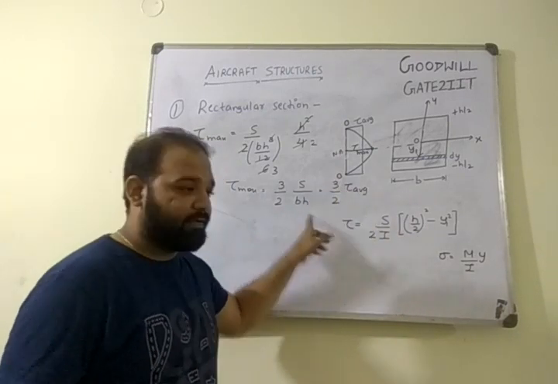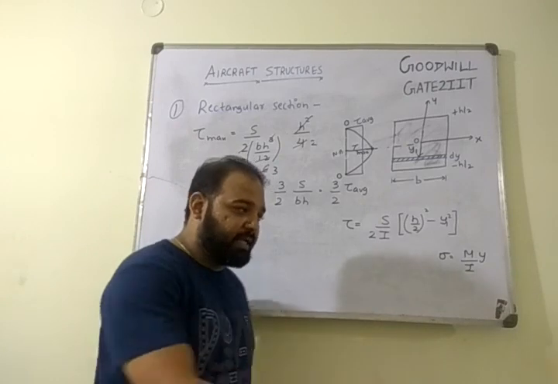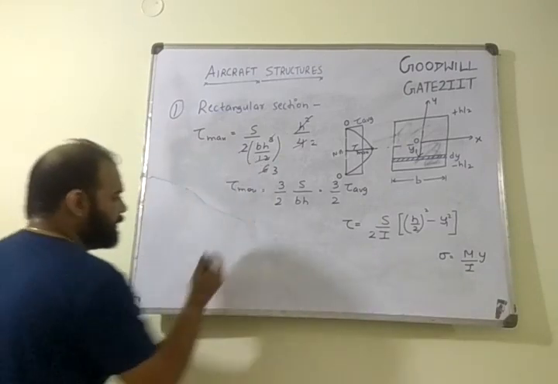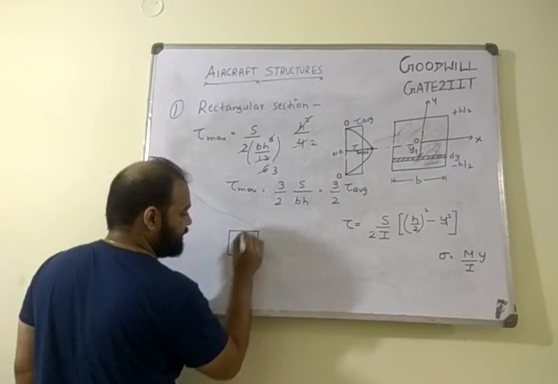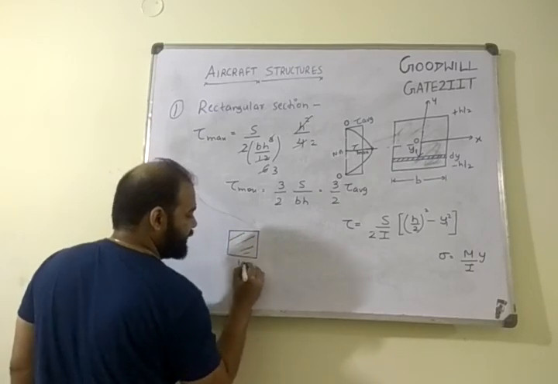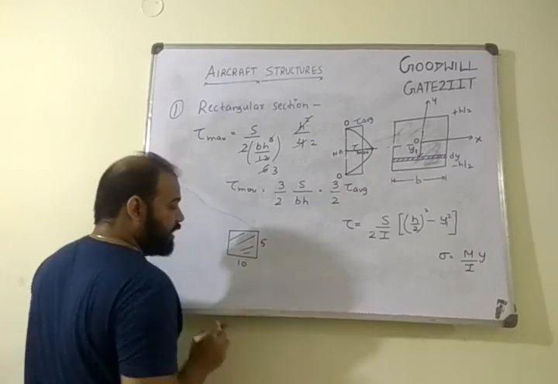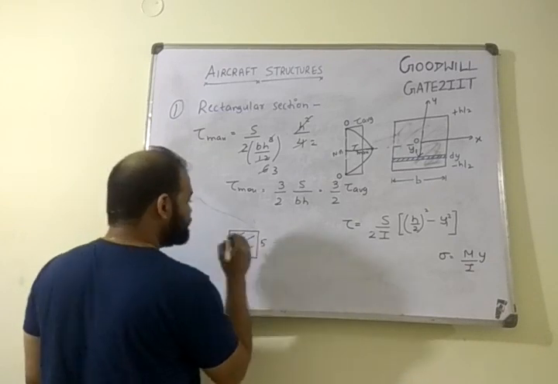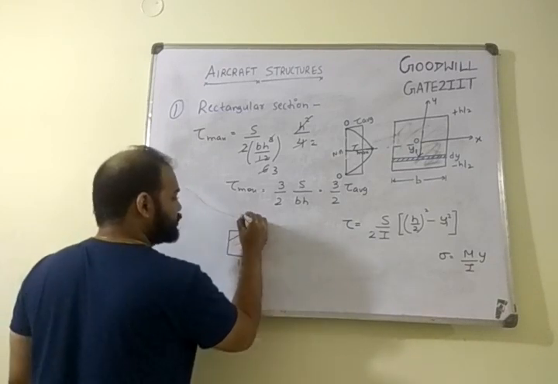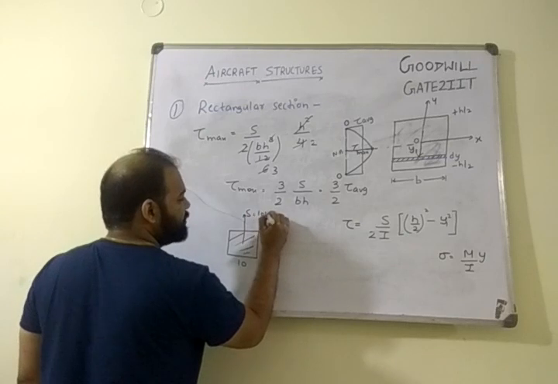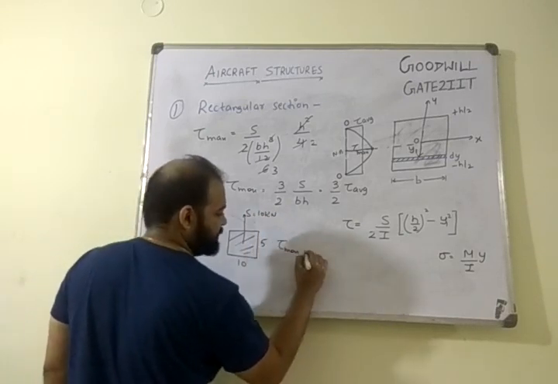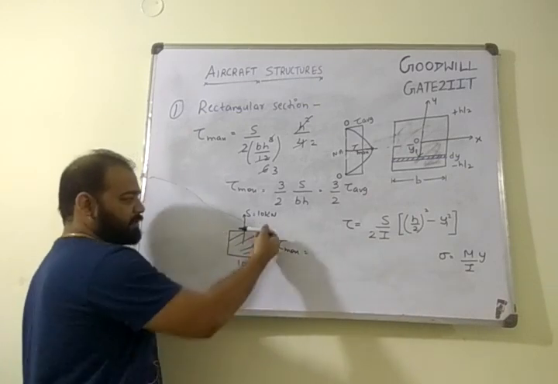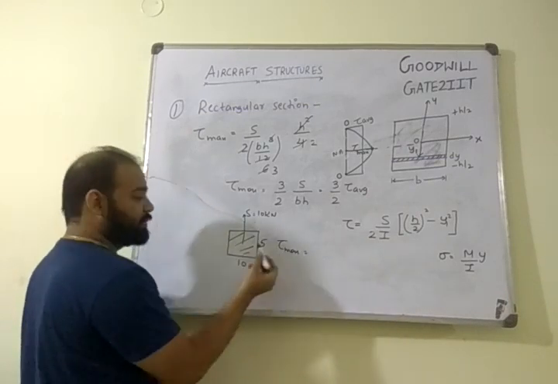Simple, force by area. So you have a rectangular cross section, and 10 kilonewton force is acting on it. Just for example's sake, let's say you have a rectangular cross section of width 10 by 5, and a shear force of 10 kilonewton is acting on it. If someone asks, tell me what is tau at the outer fibers, we know it is 0.